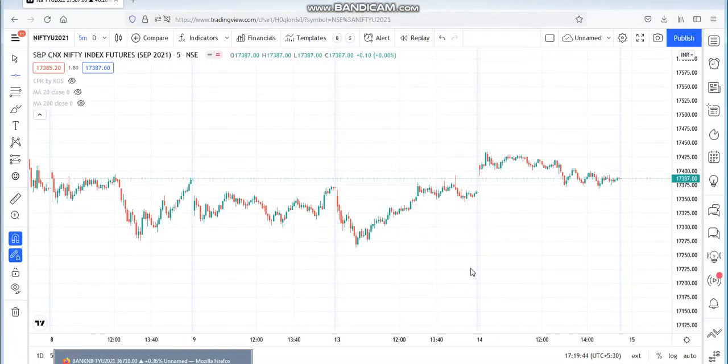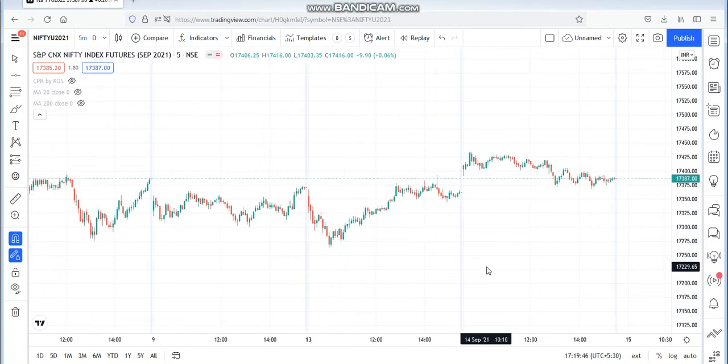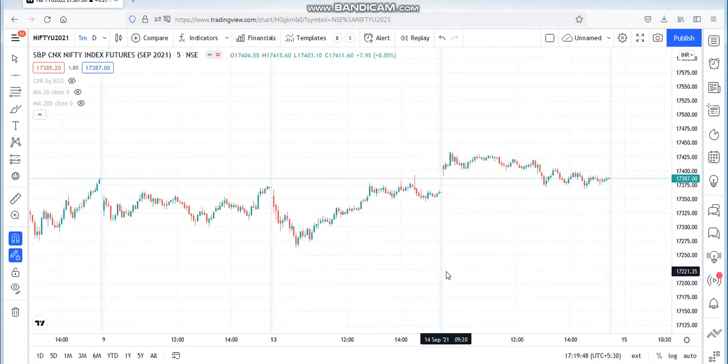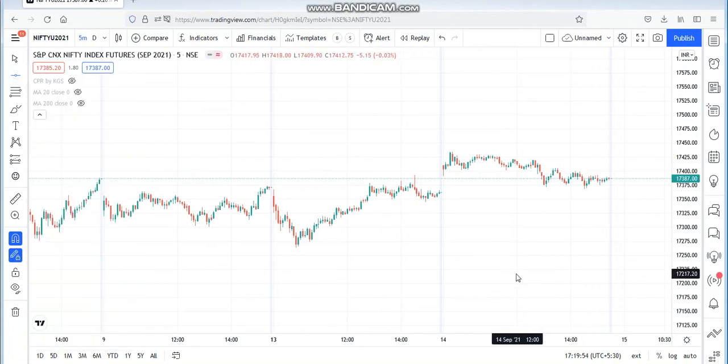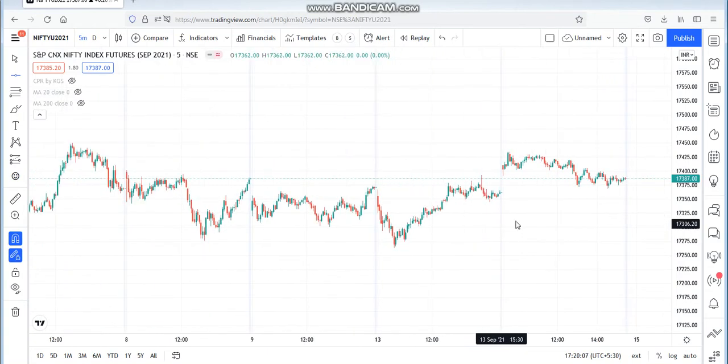So this is the chart of Nifty, dated 14/9/2021. Now we are going to mark these levels on 14/9/2021. This is for the next day, I mean the 15th trading. So for the 15th trading, we have to mark important levels on the 14th chart. This is the 14th chart of Nifty.